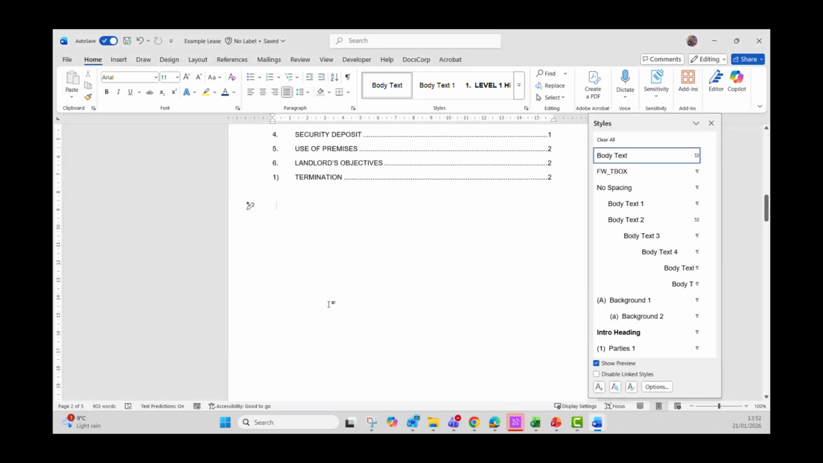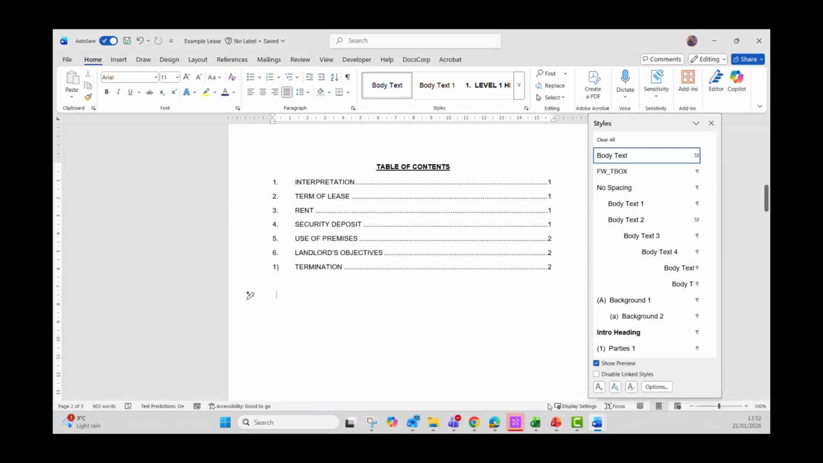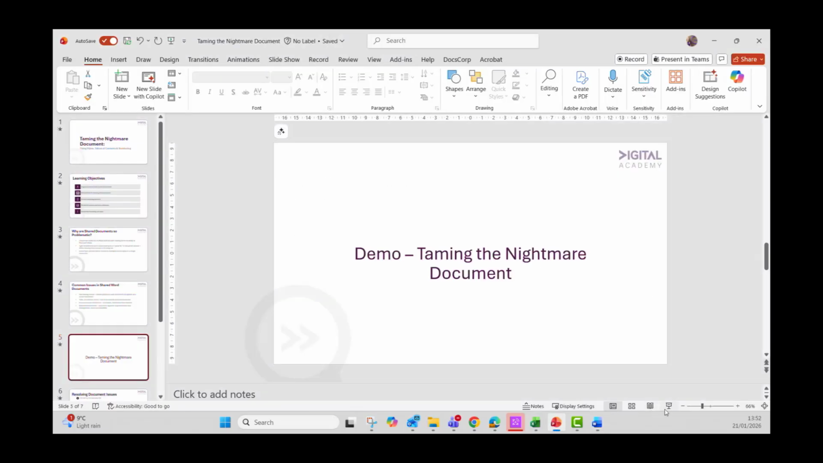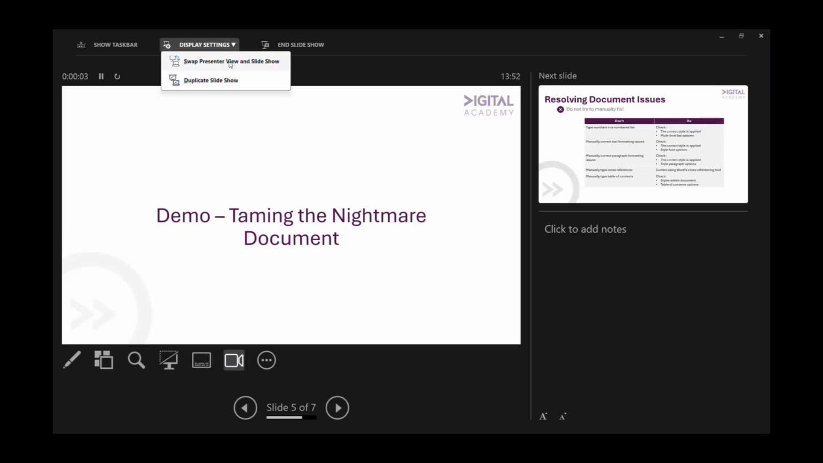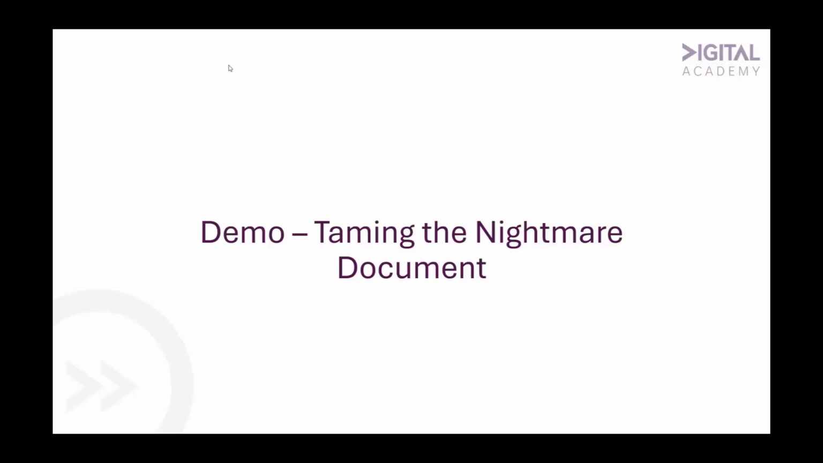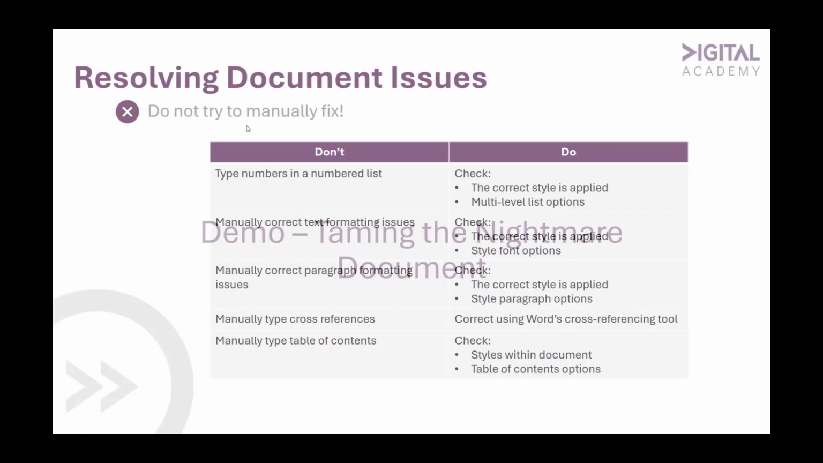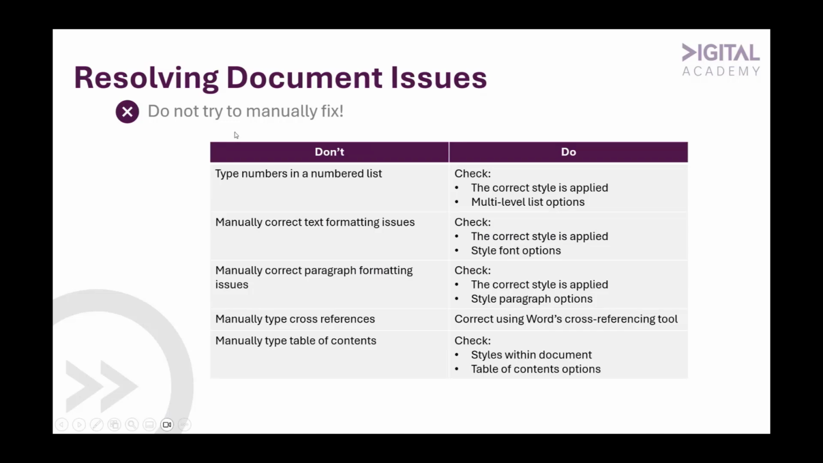I'll switch back to my presentation because I just had kind of a final note, I think. There we go. I just really wanted to reiterate everything. So I've got kind of common issues down here. So numbers in a numbered list, don't type them manually. Okay, it might look okay for the time being, but down the line it's going to cause issues.